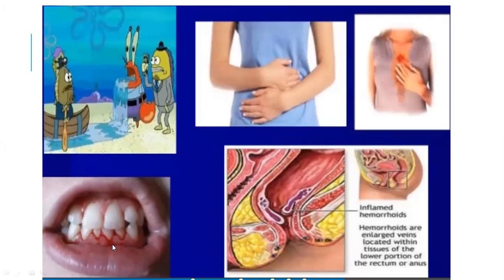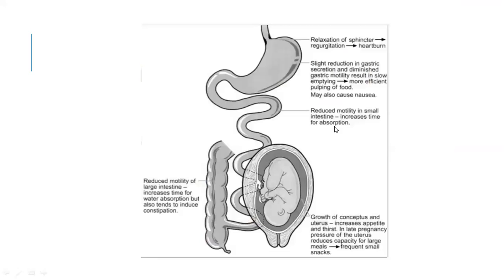So there are bleeding gums. Relaxation of the sphincter causes regurgitation and heartburn. Diminished gastric secretion may cause nausea. There is reduced motility in the small intestine, which increases time of absorption. Reduced motility in the large intestine increases time for water absorption, but also tends to induce constipation.